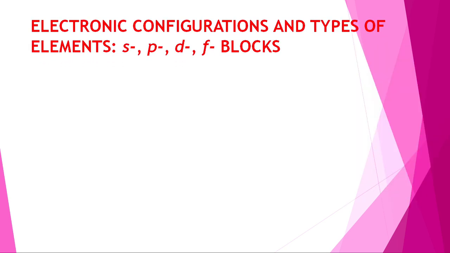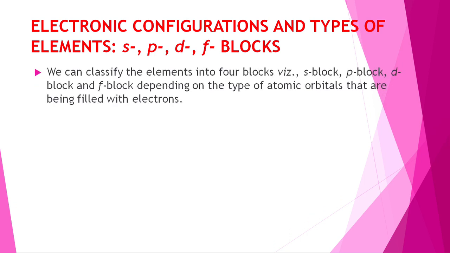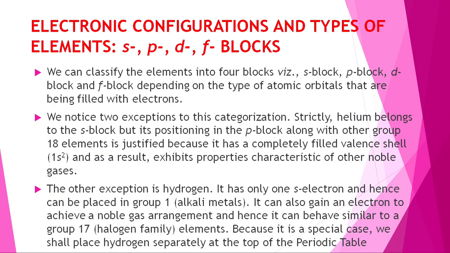Now we will divide the periodic table into 4 blocks, s, p, d and f block, and we will discuss the electronic configuration and how we can identify s, p, d, f block elements. So how can we classify on the basis of the last electron? If the last electron is going into the s subshell, it will be called an s block element. If the last electron goes to a p subshell, it is called a p block element, and so on.